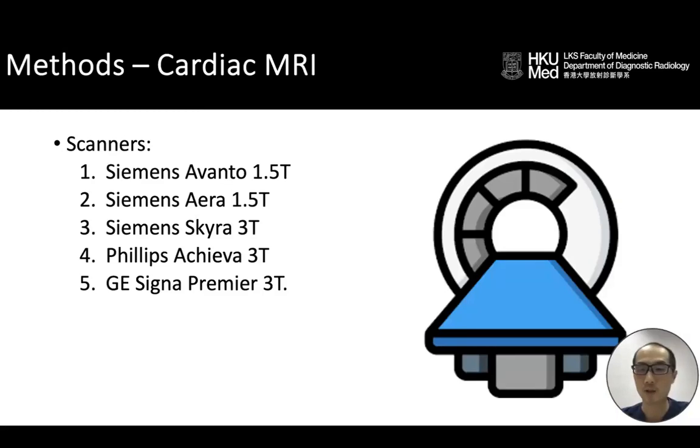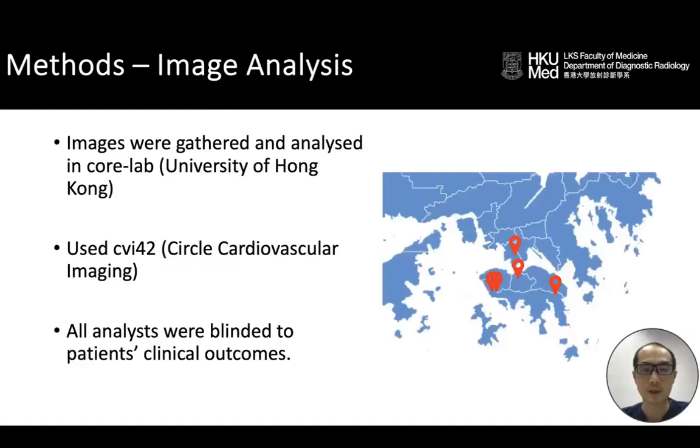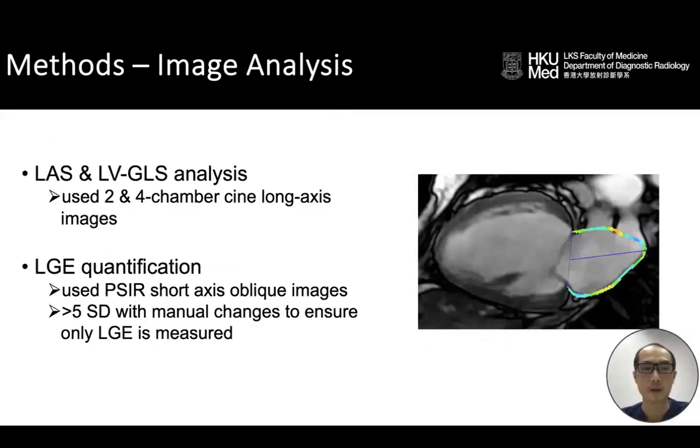The patients were scanned on a variety of scanners: Siemens, Philips, GE, 1.5 Tesla or 3 Tesla. And the images were all gathered and analyzed in a single core lab, and we used CVI-42 to do the analysis. All analysts were blinded to patient clinical outcomes. For LAS and GLS, we did the analysis on the 2 and 4 chamber cine long axis images, whilst LGE was performed on PSIR short axis oblique images. And we set a cutoff of more than 5 standard deviations, and we performed manual changes in order that only LGE that was visible were quantified.